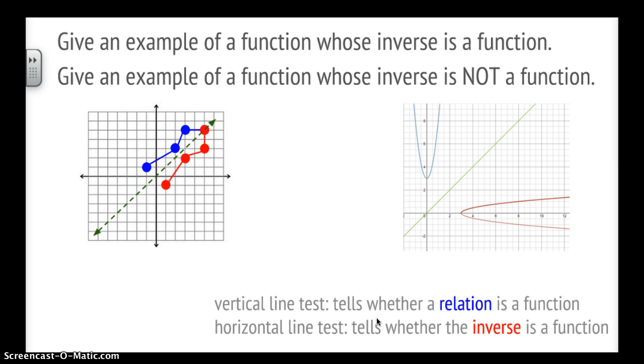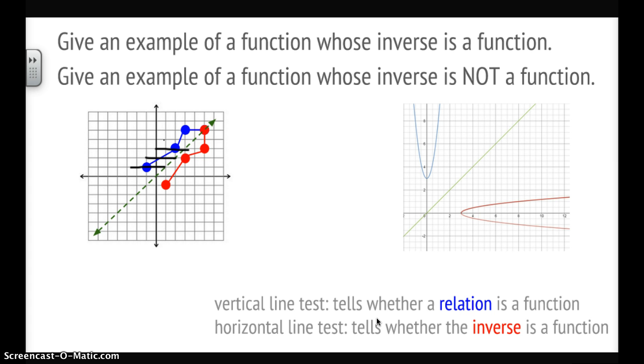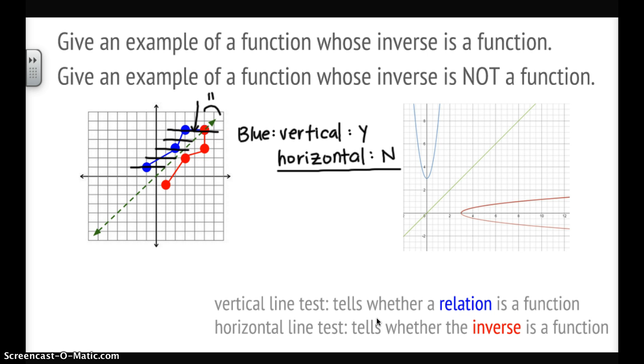So, if we do the horizontal line test, the blue one does not pass the horizontal line test. The blue passes the vertical, but fails the horizontal. Passes the vertical, fails the horizontal. Because the blue fails the horizontal, that means the red will fail the vertical.